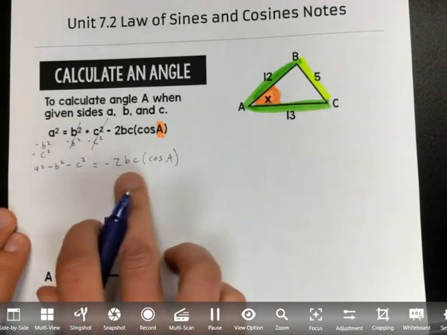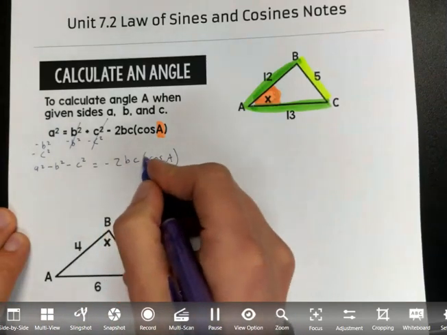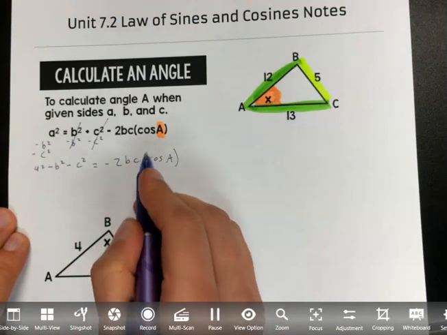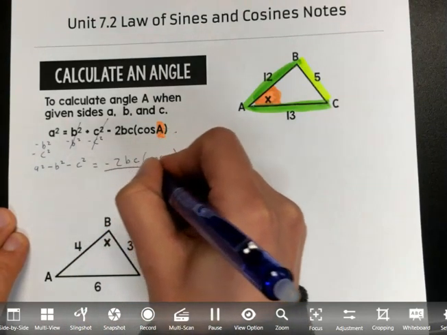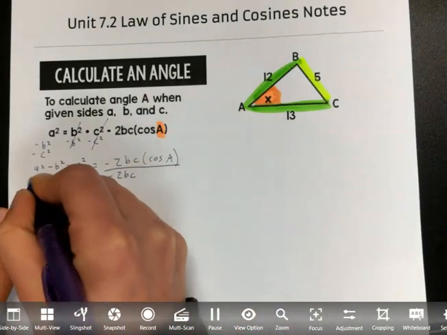All right. Now I have to find a way still to get this A by itself. So how do I move this 2bc? Well, this is being multiplied by something. All of these are being multiplied together, and they are also being multiplied by cosine of A. So to move it, I need to go ahead and divide by that on both sides.